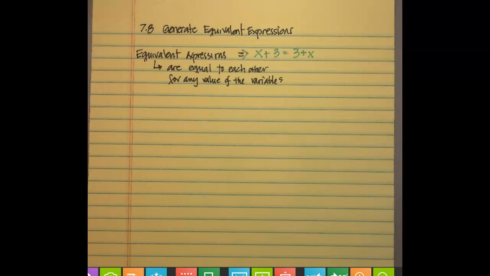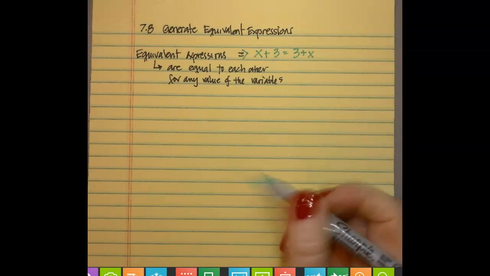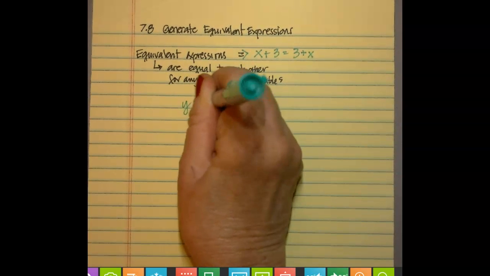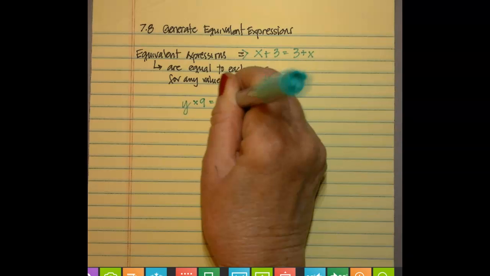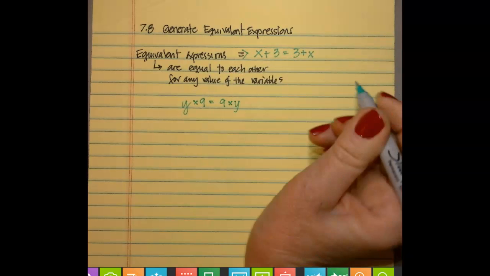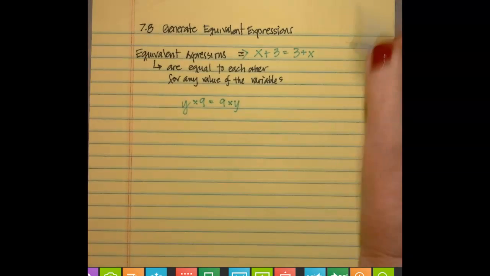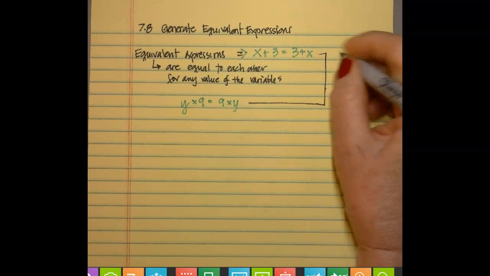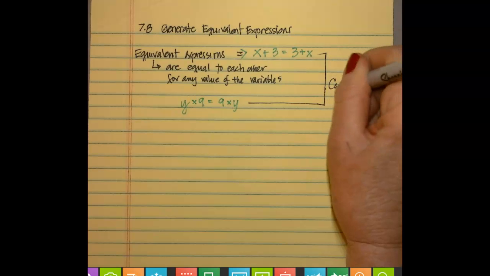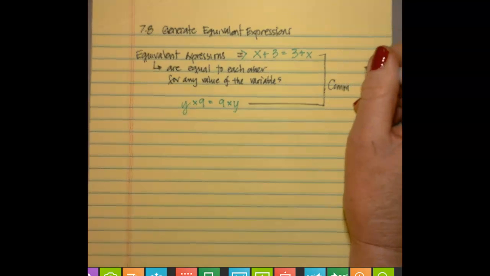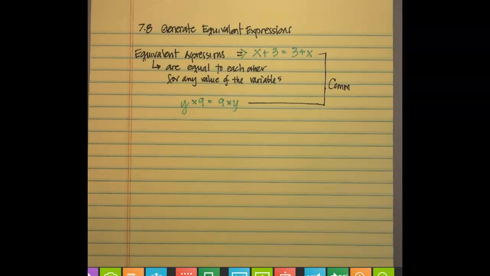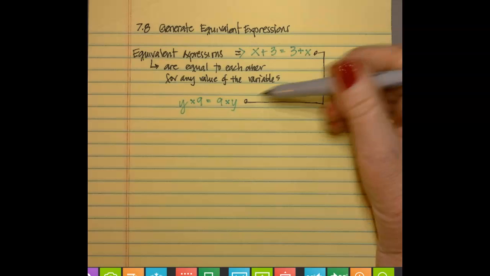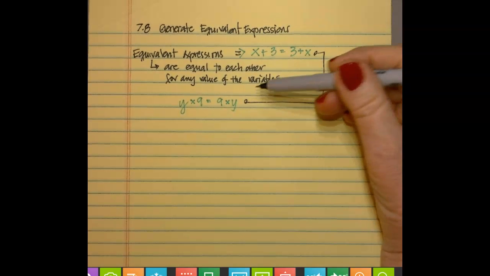Another example of an equivalent expression would be y times 9 equals 9 times y. And by the way, if you want to know, for both of these, we are using the commutative property that allows them to move around. This is the commutative property of addition. This is the commutative property of multiplication.